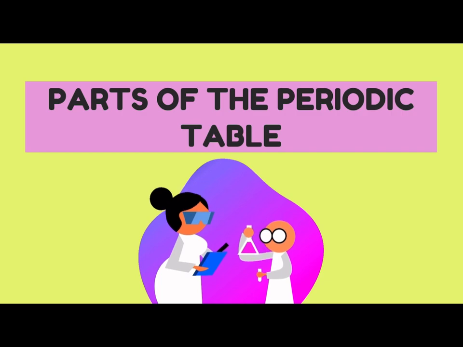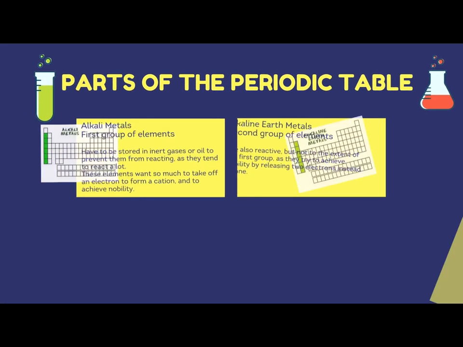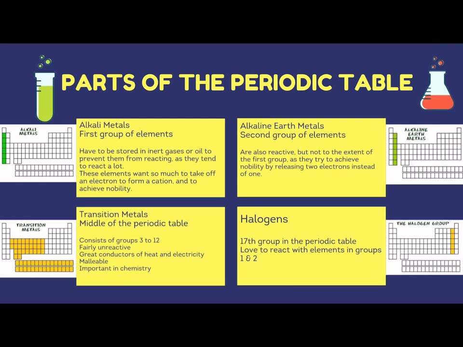They can also be separated based on their groups. They are separated into main group elements, transition metals, and inner transition metals. Main group elements are further separated into the following. Number 1. Alkali metals. These elements are found in group 1 of the periodic table and are very reactive as they want to remove the one electron in their outermost shell to achieve noble gas electron configuration for stability.